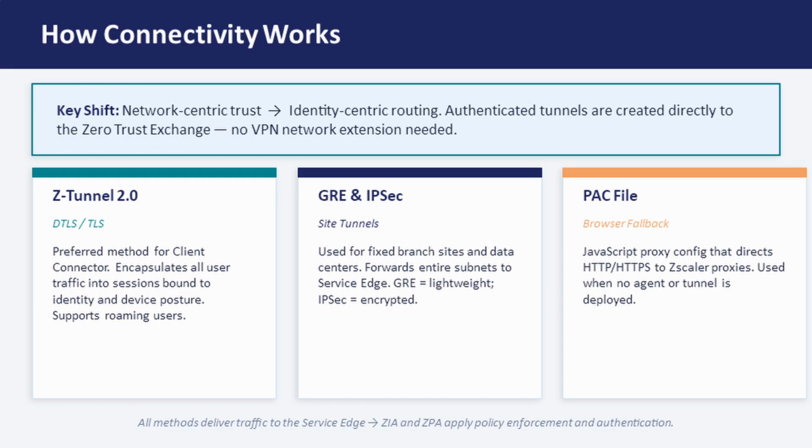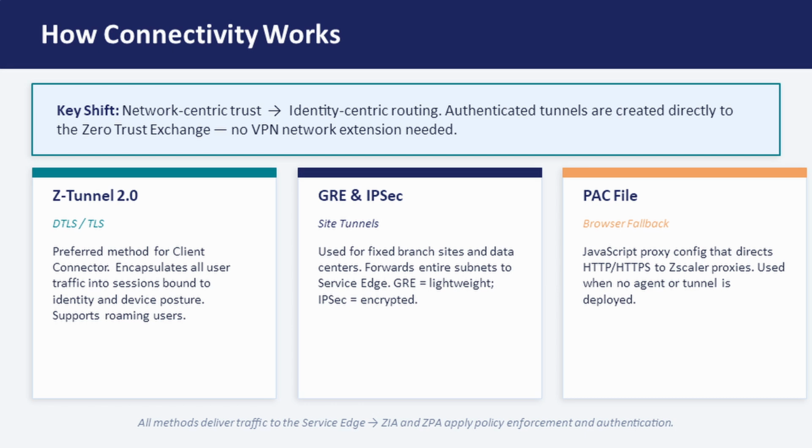Zscaler solves this differently. Instead of asking, "Is this device on the network?" it asks 3 questions for every single connection. Who are you? Meaning your authenticated identity. What device are you on? Meaning, does it meet our security requirements? And where are you trying to go? Meaning, is this something you're authorized to access? If all 3 check out, Zscaler creates a connection, not a network extension, a precise, short-lived connection from that specific authenticated user on that specific verified device to that specific resource. Nothing more.